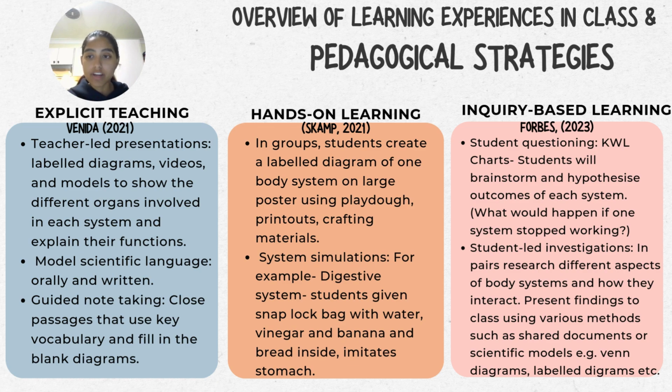As this is an abstract concept that can be difficult to understand, it is important to explicitly teach specific terms like the organs' names and what body system they belong to. Students can use closed passages that use these key vocabulary or fill-in-the-blank diagrams, such as labeling the respiratory system. Hands-on learning can help solidify learning of complex scientific concepts.